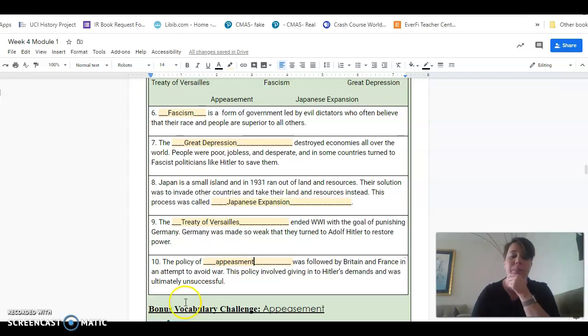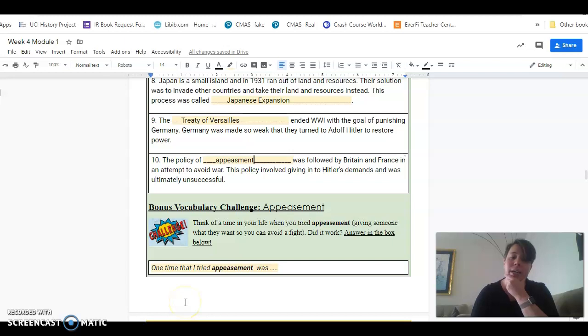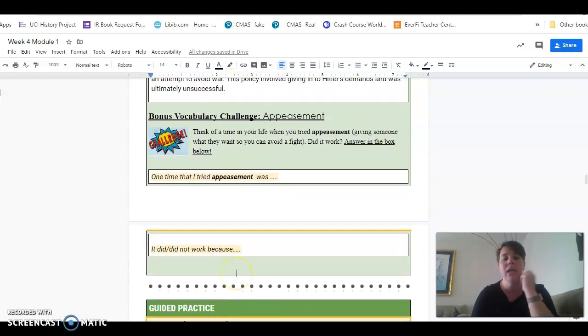Down below, we have a bonus vocab challenge. Think of a time in your life when you tried appeasement, like giving somebody what they wanted to avoid a fight. Did it work? Why or why not? You're going to answer in this box below. One time that I tried appeasement was, and it did or didn't work because. Once you've done that, you can go on to the guided practice and follow up on the next video.